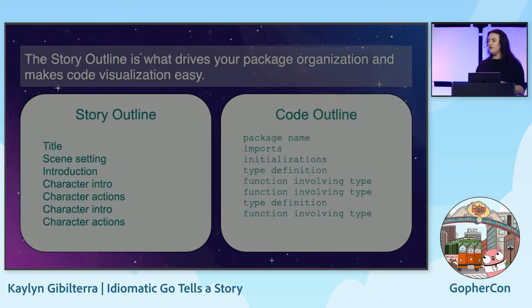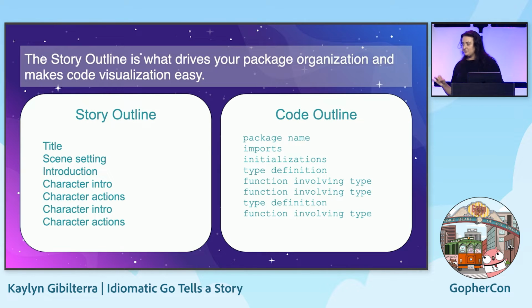In Go code, we want it to look very similar. So you set up your package, you have your name, your imports, your initializations. You then create your character types. And when you make your first type, you put underneath it the plot points or the functions that relate back to that type. And you keep sequentially doing it.